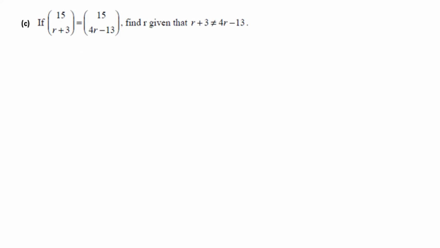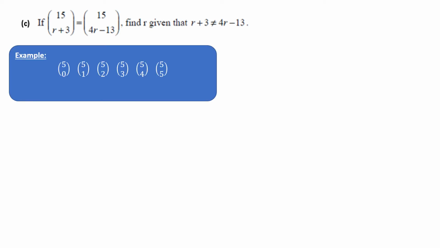So if 15 choose r plus 3 is equal to 15 choose 4r minus 13, find r, given that r plus 3 does not equal 4r minus 13. So before we actually do this, I want to show you just a little worked example. So I'm going to work with 5. So if we have 5 choose 0, 5 choose 1, 5 choose 2, 5 choose 3, 5 choose 4, 5 choose 5, and we work those out, we get 1, 5, 10, 10, 5, 1.